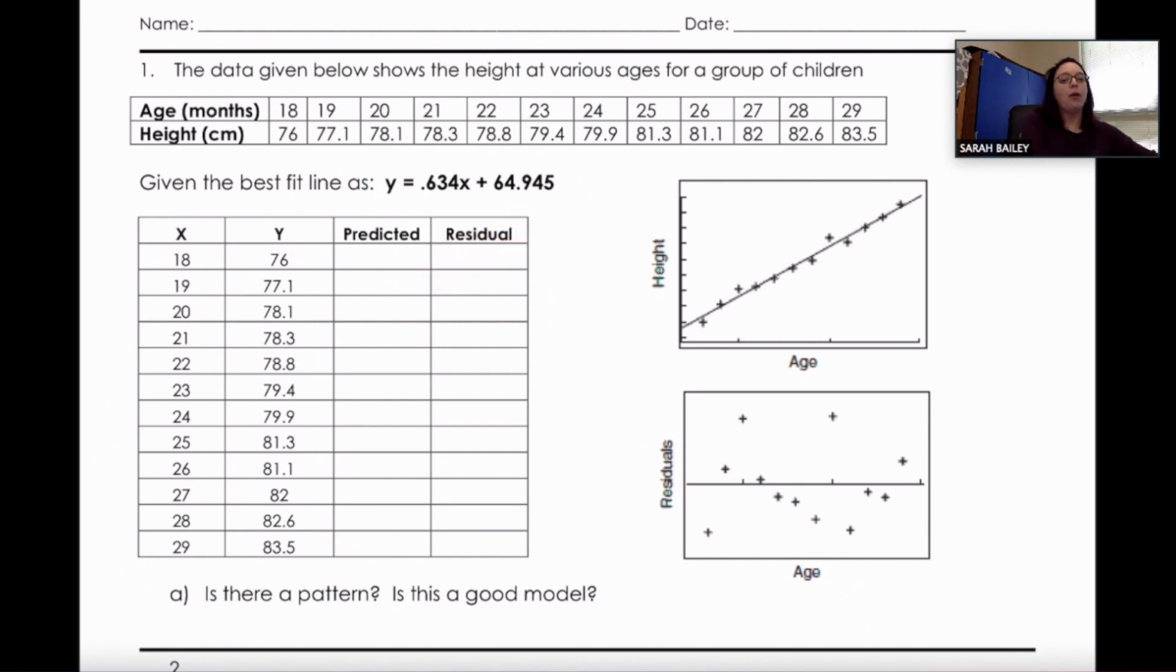All right, let me show you how this would look on Desmos. So in order to do this on Desmos, first thing you're going to have to do is the same first step that we've done before. So we're going to go through and enter our data from the table into Desmos.